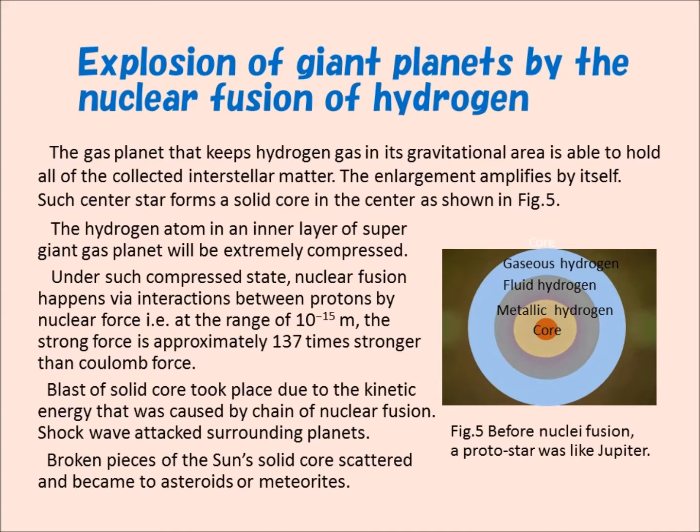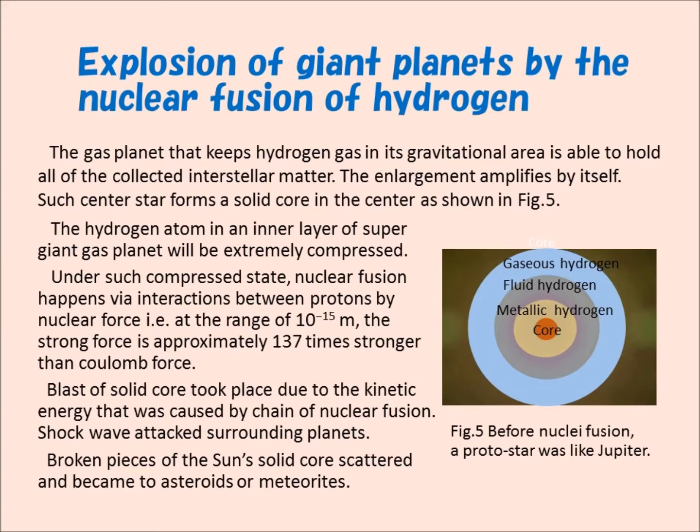The hydrogen atoms in an inner layer of a supergiant gas planet will be extremely compressed. Under such a compressed state, nuclear fusion happens via interactions between protons by nuclear force, which acts at the range of Fermi, that is 10 to the -15th power meters. The strong force is approximately 137 times stronger than Coulomb force.